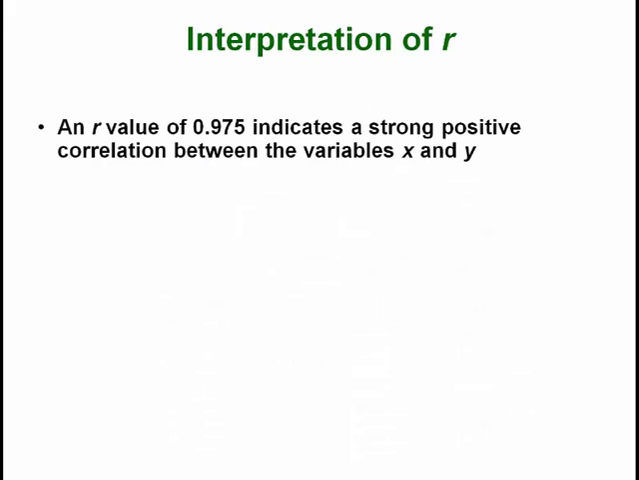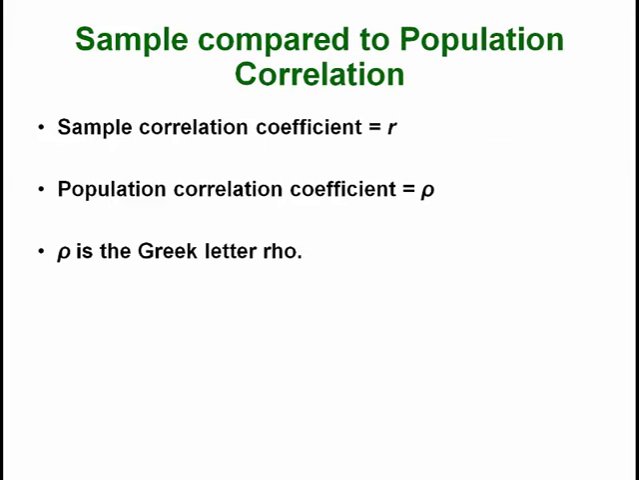So again, when we look at the value of r, the closer it is to 1 or the closer it is to -1, then we consider that we have a strong correlation between the variables x and y. And just another note, as we talk throughout the class, r represents a sample correlation coefficient because it is a sample, whereas rho, the Greek letter, represents the population correlation coefficient.